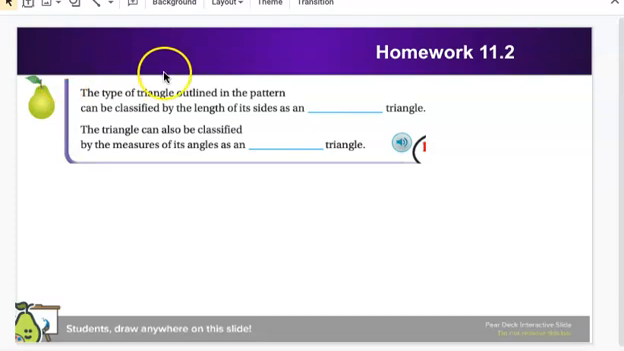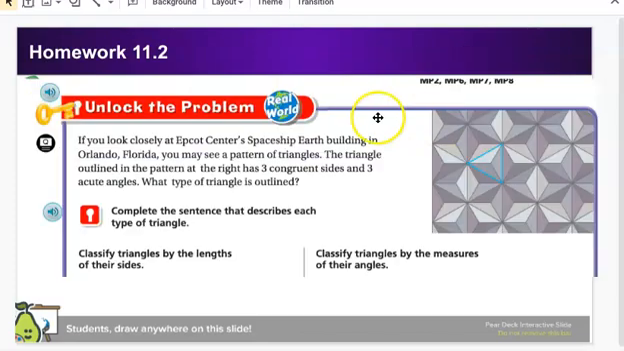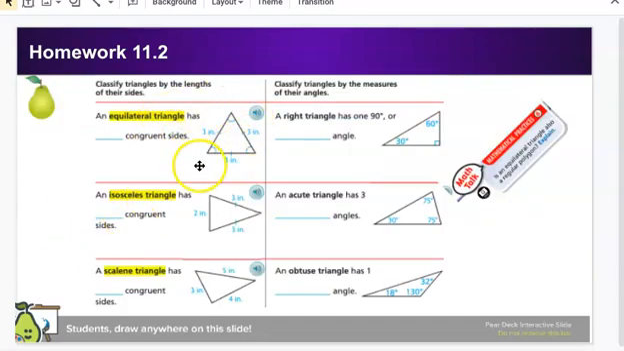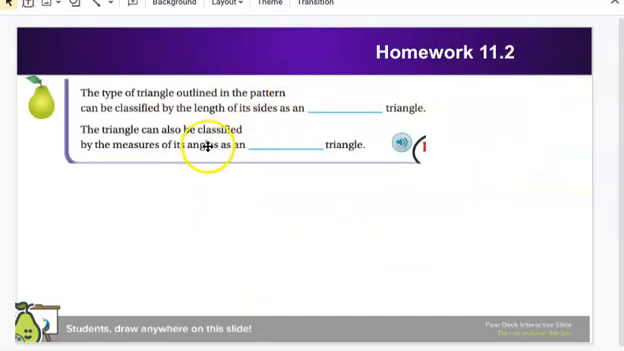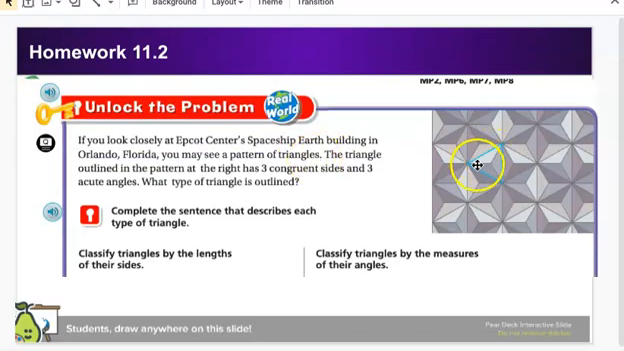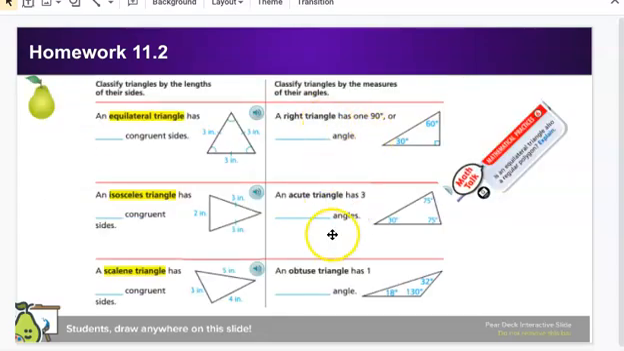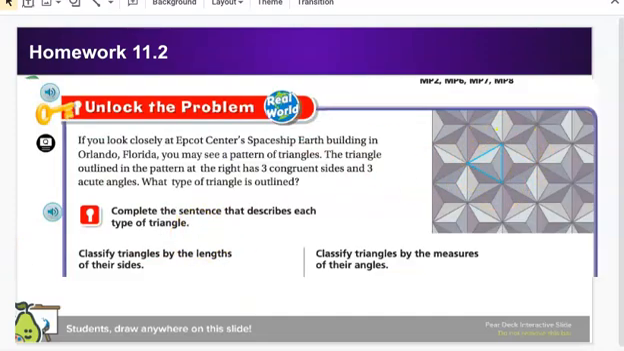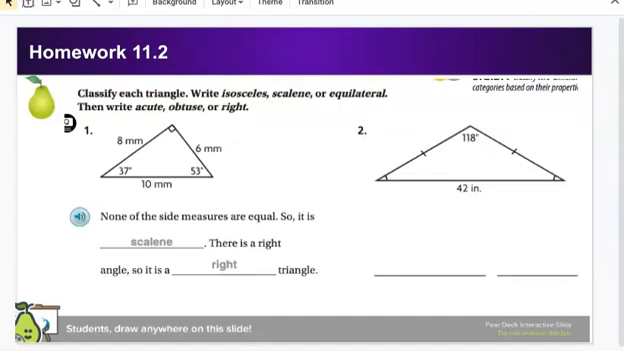All right, so the type of triangle outlined in the pattern can be classified by the length of its sides. Right here would be an, what is it? All 3 look the same, so that would be an equilateral triangle, because they're all 3 the same. The triangle can also be classified by the measure of its angles. So again, these are all 3 the same size, and they're all kind of cute and small, so that would make them an acute triangle. So a triangle can be equilateral and also acute, and that's what you see when you look at the Disney Epcot. All right, so let's get moving along.